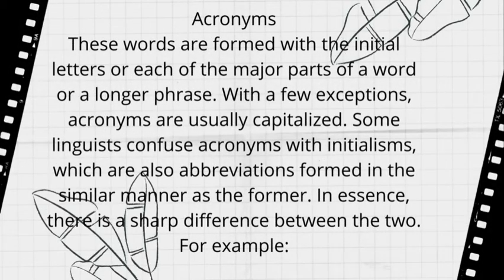Number 9 is acronyms. These words are formed with the initial letter of each of the major parts of a word or a longer phrase. With a few exceptions, acronyms are usually capitalized. Some linguists confuse acronyms with initialisms, which are also abbreviations formed in a similar manner to the former. In essence, there is a sharp difference between the two.